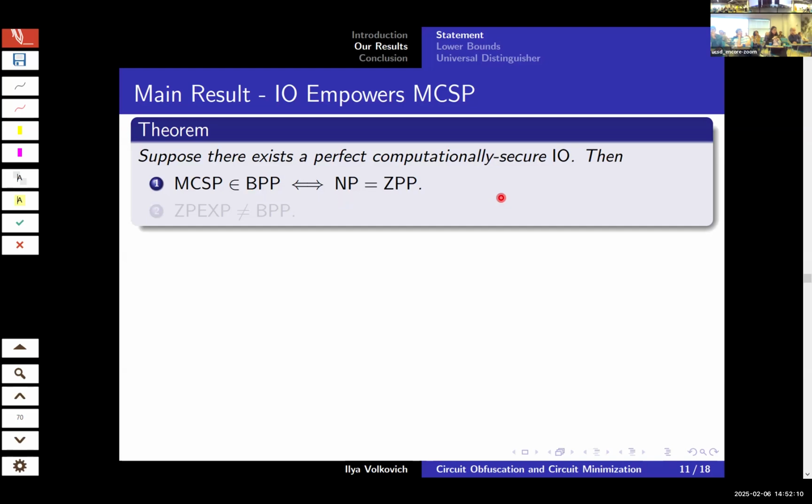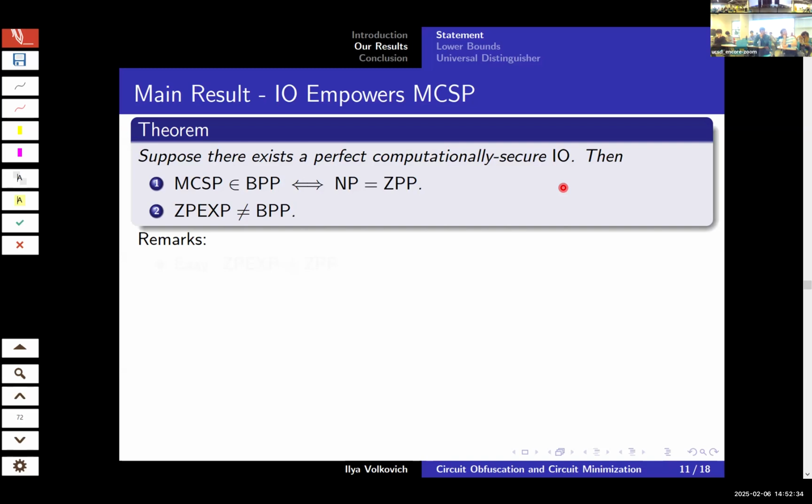Now, one consequence of this result is we get a separation of complexity classes. We get to separate ZPEXP from ZPP, that's the exponential version of ZPP. So, a few remarks about that. Why is it even interesting? Who cares about those two weird classes?